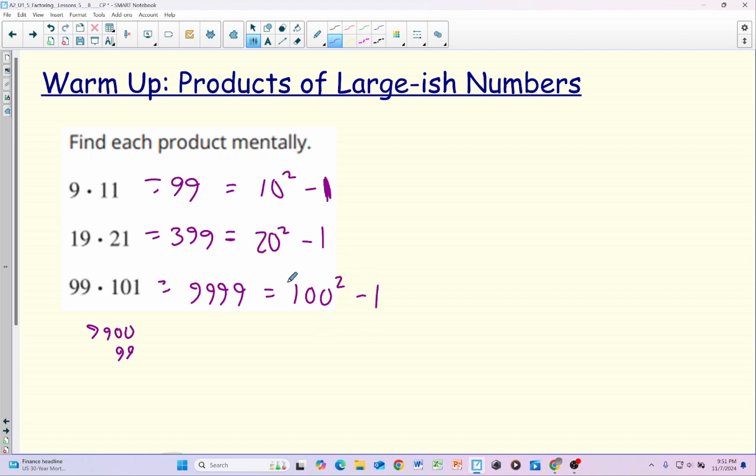So here's an interesting pattern. If I have two numbers that I want to multiply together, and they're 2 units apart like this, 9 to 11, 19 to 21, 99 to 101, I can take the number that's in the middle between them, square it, and subtract 1. And that becomes the product of those two numbers. A little bit of why that's important is going to pop up as we go through this unit.